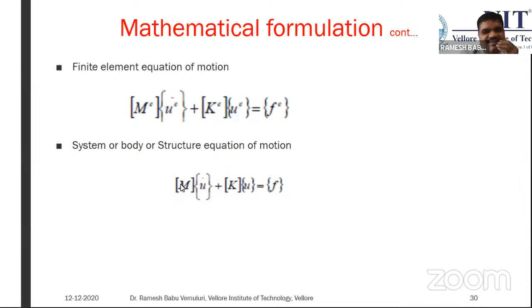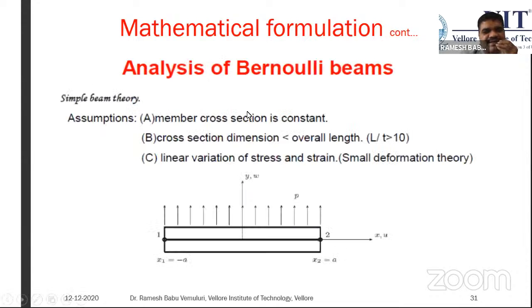So then, from this mathematical perspective, one example I took is the finite element formulation of Bernoulli beams. For this Bernoulli beam we consider simple beam theory. Here the assumptions are that the member cross section is constant and the cross section dimensions are less than the overall length, so L by T should be greater than 10. That is the Bernoulli beam condition. Then there is a linear variation of the stress and the strain, and small deformation.